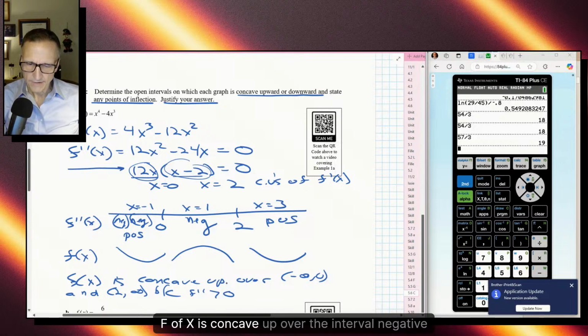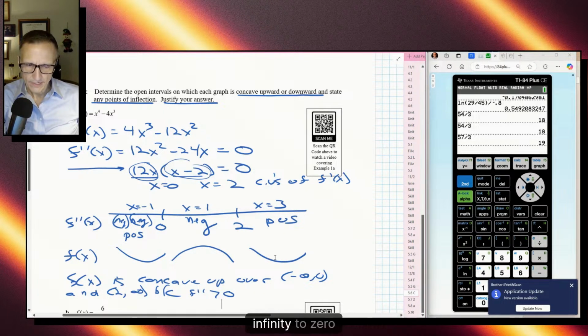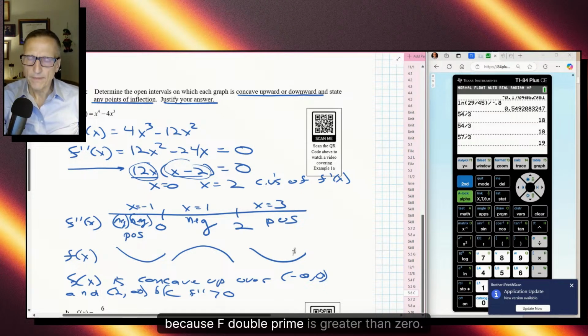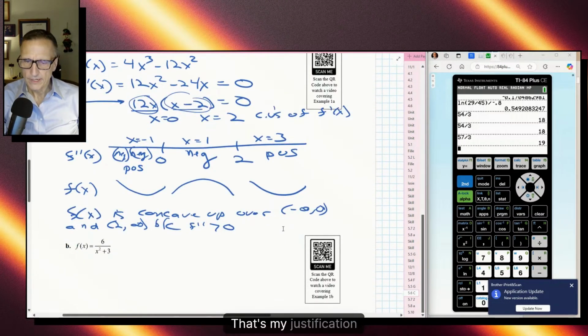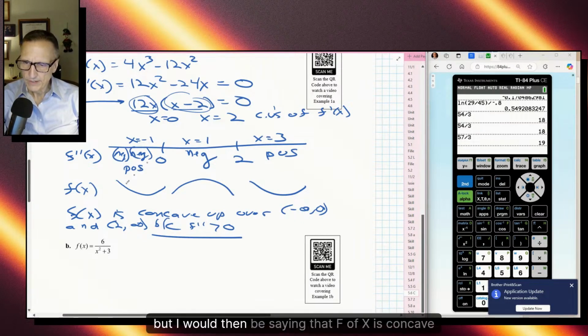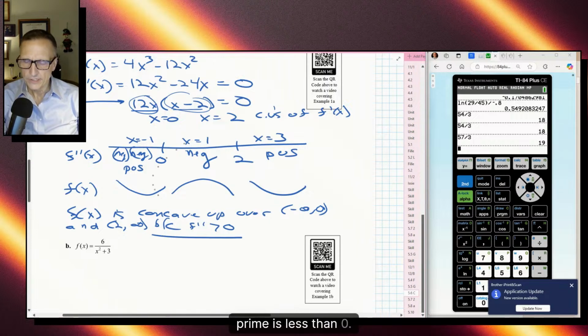f of x is concave up over the interval -infinity to 0 and 2 to infinity because f double prime is greater than 0. That's my justification right here. And then similarly, I won't write it, but I would be saying that f of x is concave down over the interval 0 to 2 because f double prime is less than 0.